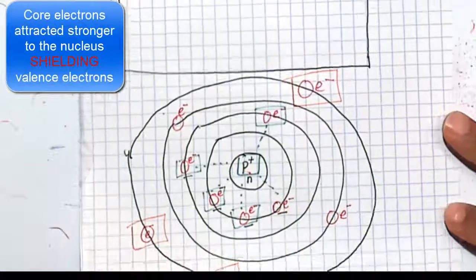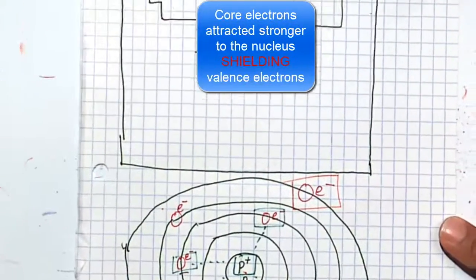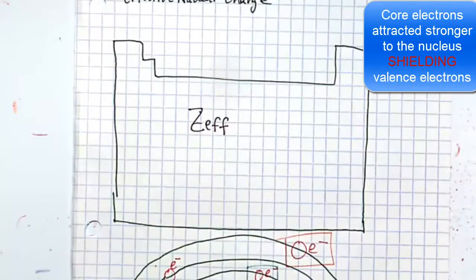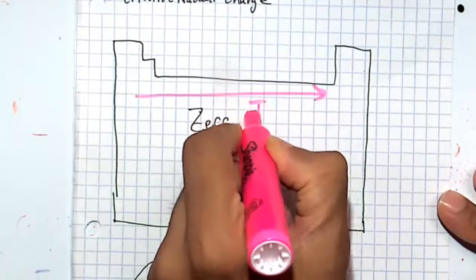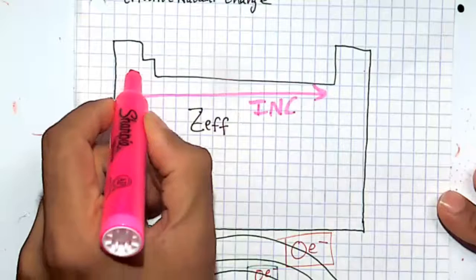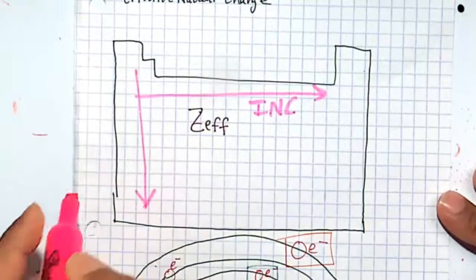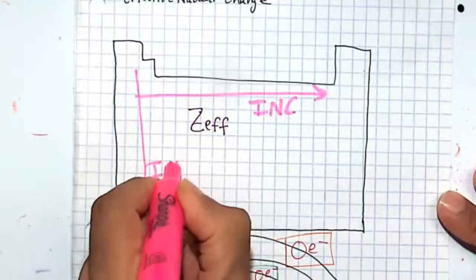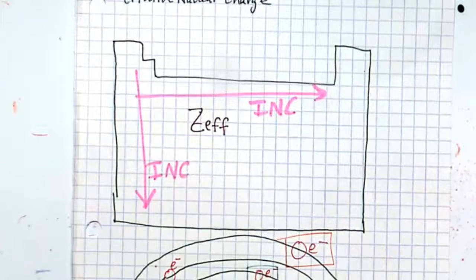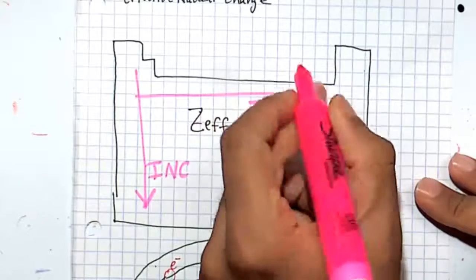So let's look at the trend of the effective nuclear charge. The effective nuclear charge actually increases from left to right in the periodic table. So here we have an increase, and then the effective nuclear charge, or shielding, also increases down a group of the periodic table. So shielding increases left to right across a period, and shielding, also known as effective nuclear charge, increases down a group in the periodic table.